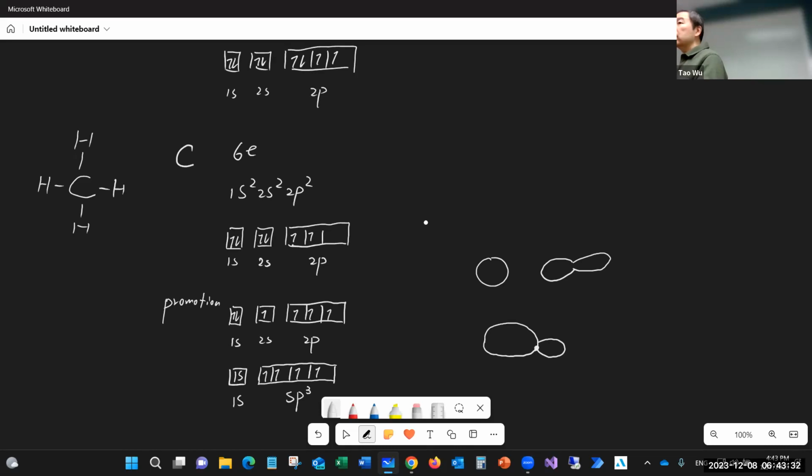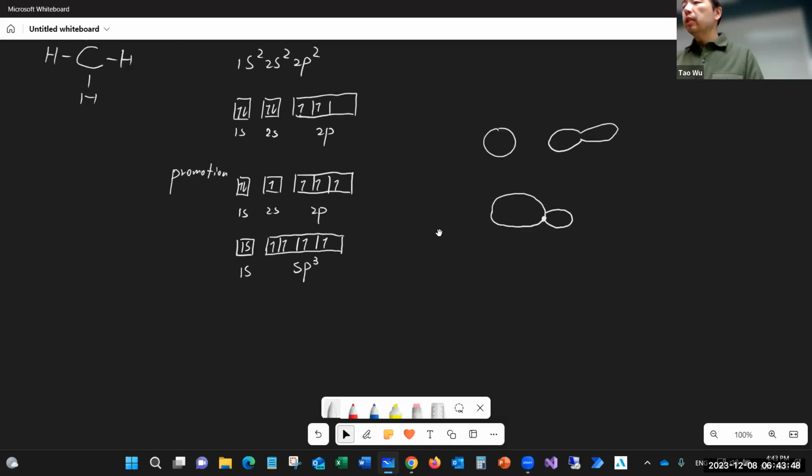Are you clear? Yes. Is this like the sp3 one? This is sp3. Okay, but in most cases, the hybridized orbital looks something like that. So this hybridization is what we call the sp3 hybridization.